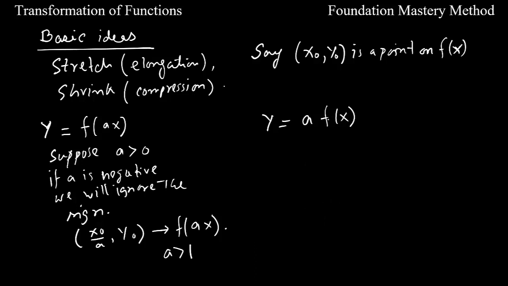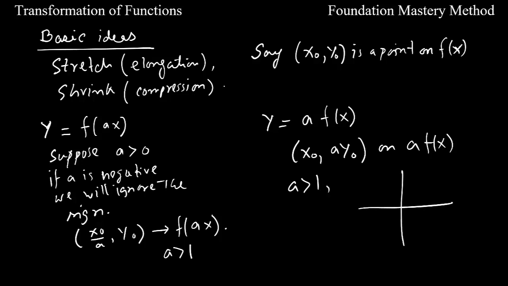But if that constant is outside the function, then what will happen? If I have a point (x naught, y naught) on f of x, then we will get (x naught, a y naught) on the a f of x function. So what happens now, if a is greater than 1, then the y value is larger. So if I have a point here, then the point is going up, and if you have it downward, then it will be going down. So that means you can see a vertical stretch, with a factor of a.